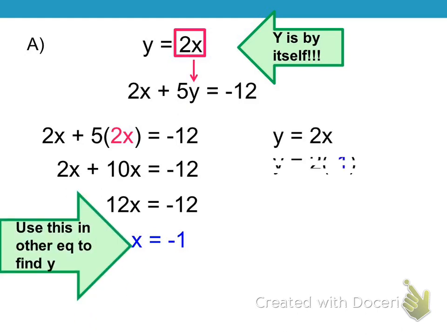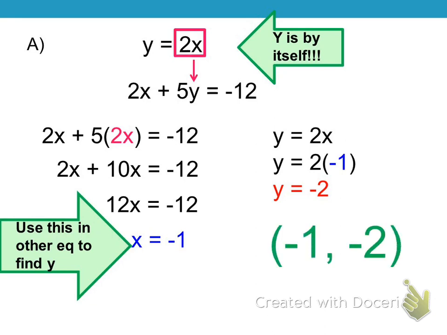Okay? So y equals 2 times negative 1. What's 2 times negative 1? Negative 2. That's my answer. Negative 1, negative 2. Now, if you would have graphed these lines, you should get that same solution. No matter which method you use to solve these, you should be getting the same ordered pair.